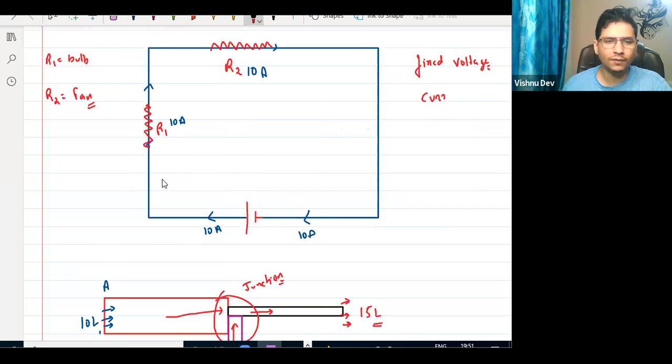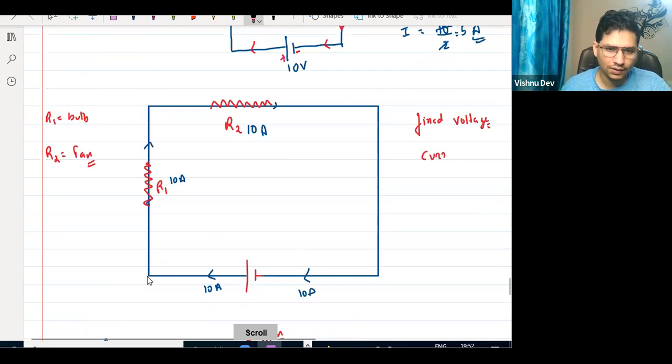What is potential? Potential is the work done to bring a charge from one point to another. Very good. I'm just asking for the basic definition, okay? So to bring the charge from one point to another.